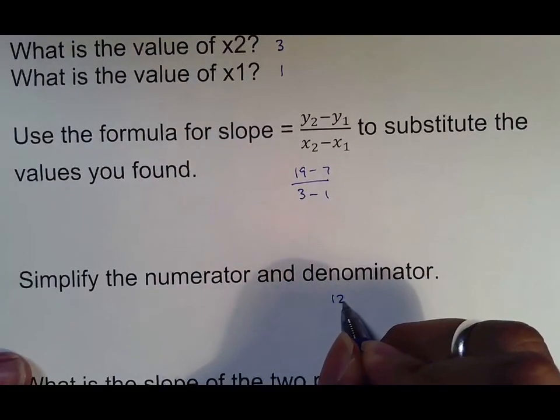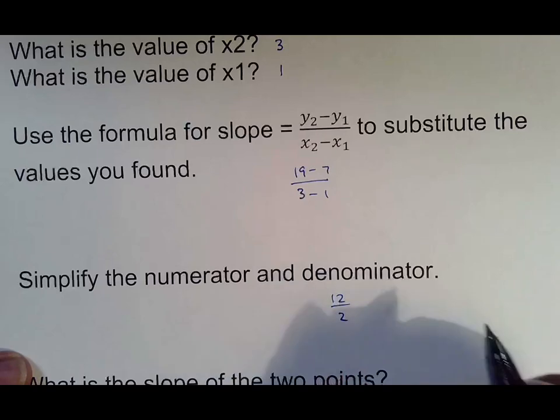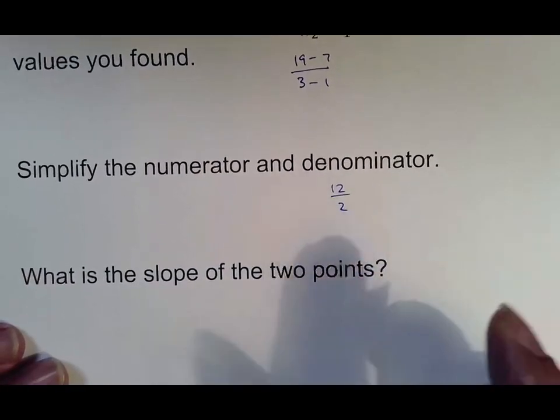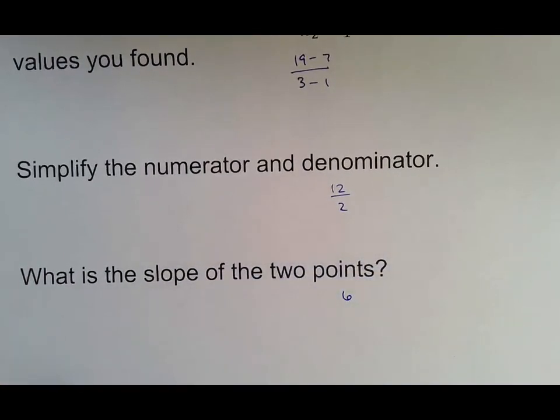19 minus 7 turns into 12. 3 minus 1 turns into 2. And then when you divide that, 12 divided by 2 is 6. And that would be it. So again, that's all you need to worry about doing. That's all you need to try to make sure you can do.